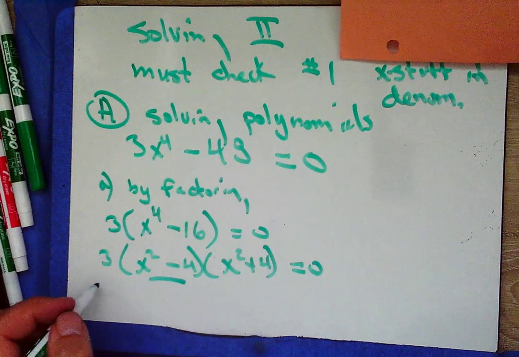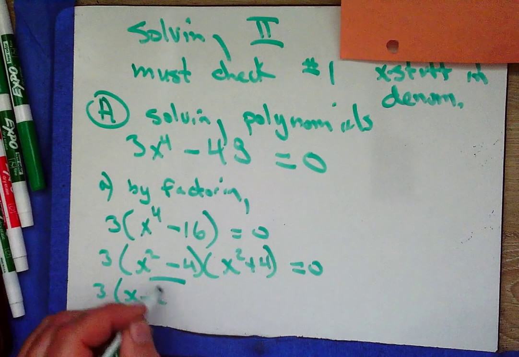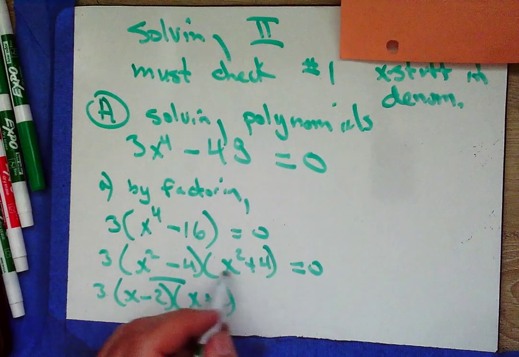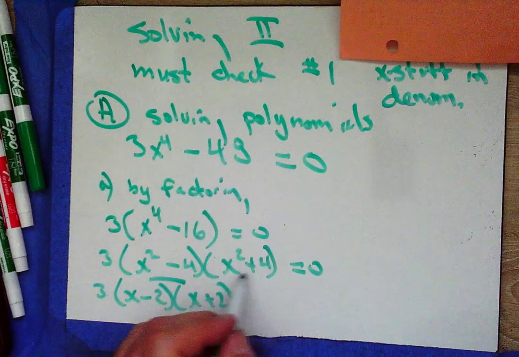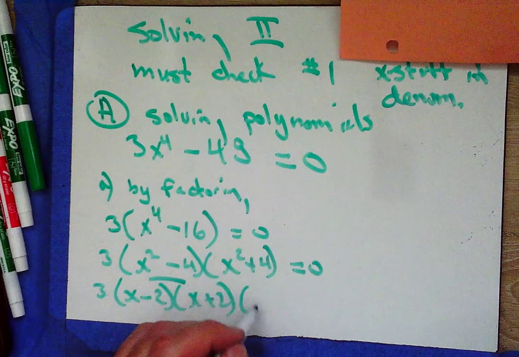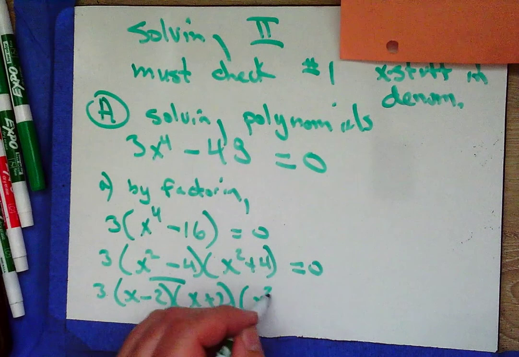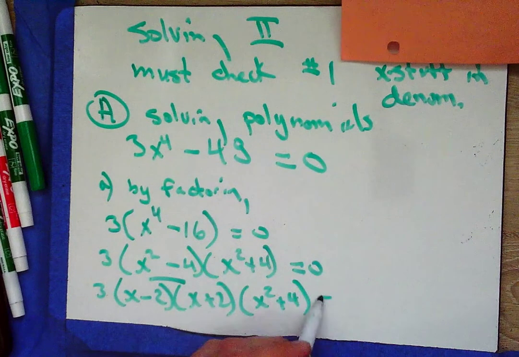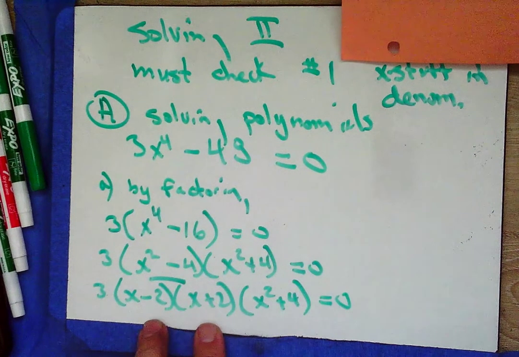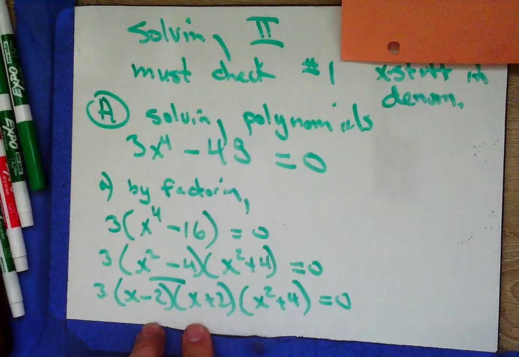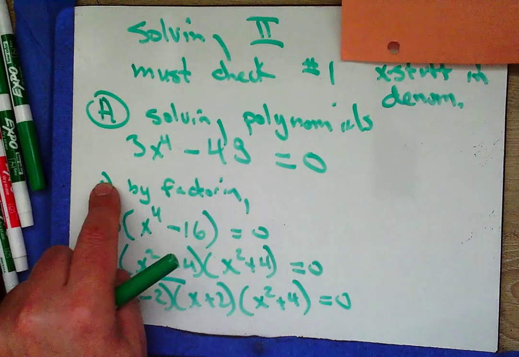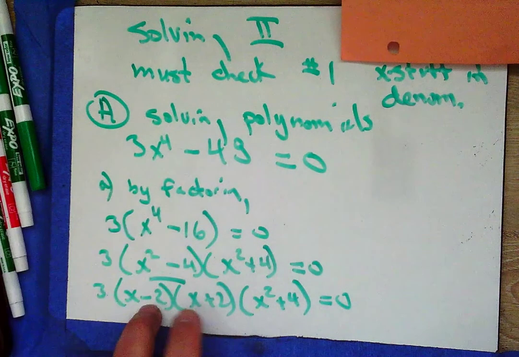Oh, another difference of squares. It's x minus 2, x plus 2. And this is a sum of squares. This will only produce imaginary roots. So I don't have to go any further with that. So what are my solutions? X equals 2 or negative 2. And that was by factoring, setting each factor equal to 0.